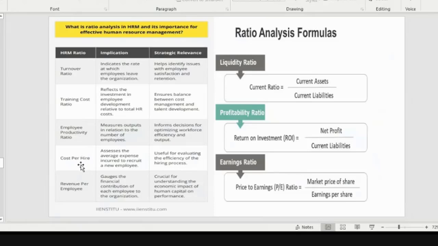The cost per hire assesses the average expense incurred to recruit a new employee, and it's useful for evaluating the efficiency of the hiring process. Now, revenue per employee gauges the financial contribution of each employee to the organization, and it's crucial for understanding the economic impact of human capital on performance. And like I said before, human capital is the economic value of those employees to the organization.